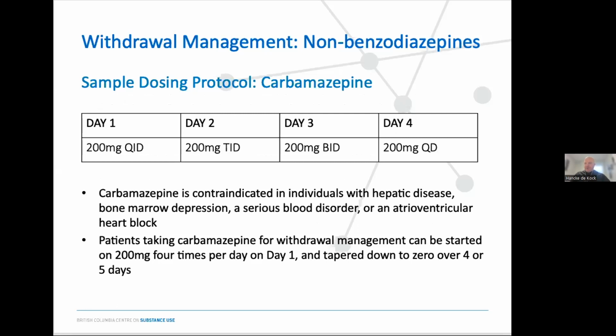So this is an example of non-benzodiazepine treatment regimes. This is carbamazepine. As you can see, this is quite an easy treatment regime as it's quite fixed, day 1 to day 4. And as you can see, we start with a QID dose going down to a daily dose. I haven't used carbamazepine often. I have used it in the past, but you should just look out for individuals with severe hepatic disease, bone marrow suppression, as well as AV heart block.